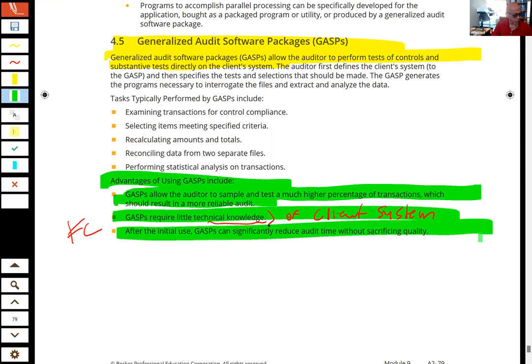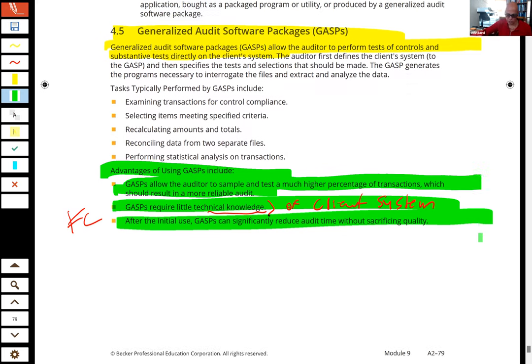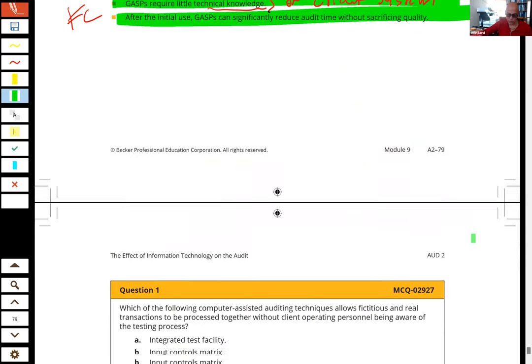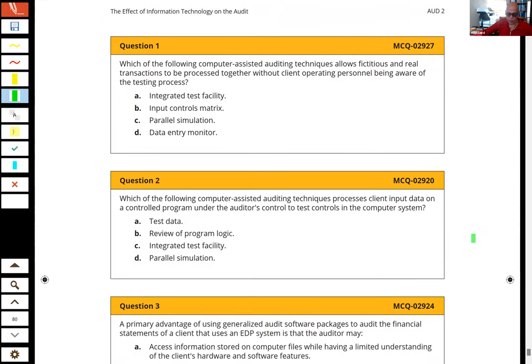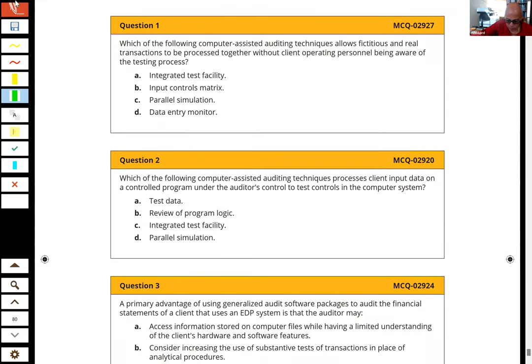Okay, any question about that? We will talk more about IT in some of the later lectures, but that's a nice high-level overview of some of the different computer-assisted audit techniques and the benefits of generalized audit software packages. So with that, let's take a look at our first set of questions tonight.